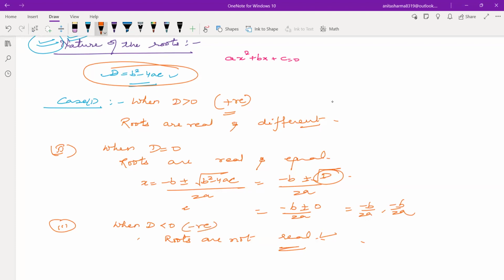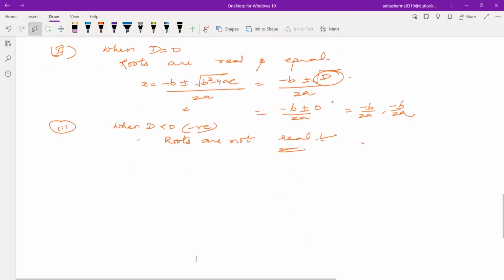So children, may I proceed to next, beta? Please tell me. Actually, the negative values are of no use. They are having no real roots, right? Yes, ma'am. In case of real roots, you need to find the solution. Fine? Okay. Yes.